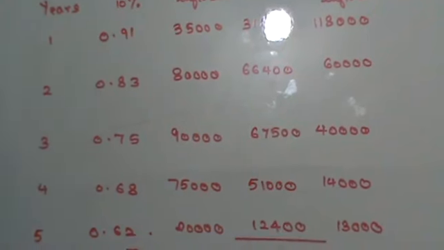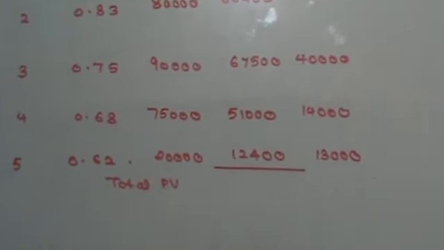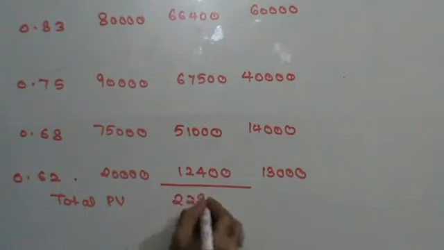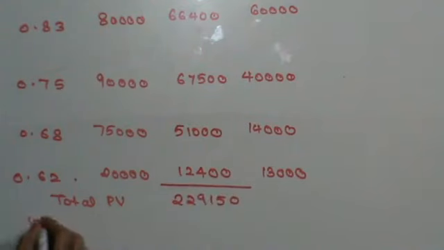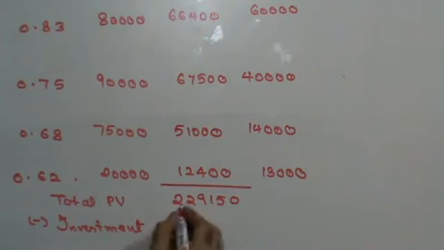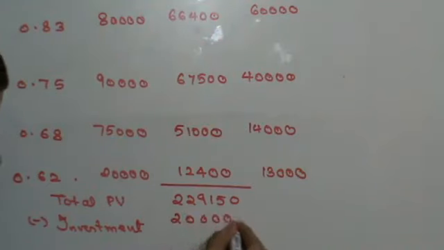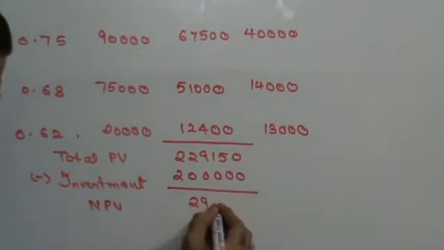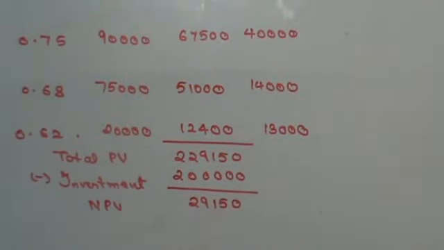Add this, it is the total PV. When you add the whole thing, you will get 2,29,150, less investment. The investment for project X is given to you as 2 lakhs. So your net PV is 29,150. Now, in the same way, I can work for project Y.